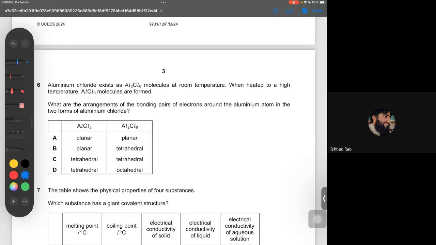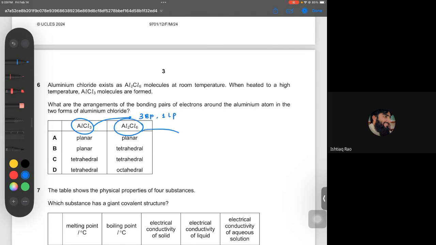Question 6. Aluminium chloride exists as an Al2Cl6 molecule at room temperature. When heated to a high temperature, AlCl3 molecules are formed. What are the arrangements of the bonding pairs of electrons around the aluminium atom in the two forms of aluminium chloride? So remember, in AlCl3, it has three bond pairs and one lone pair.